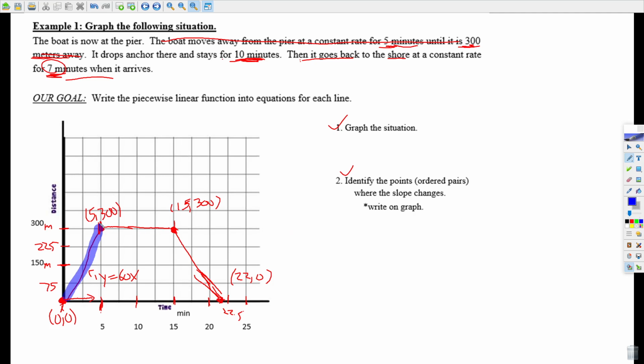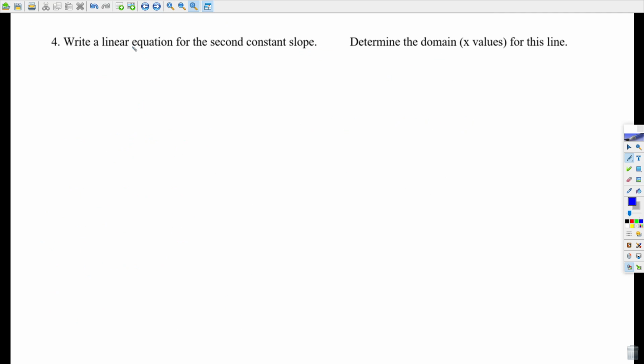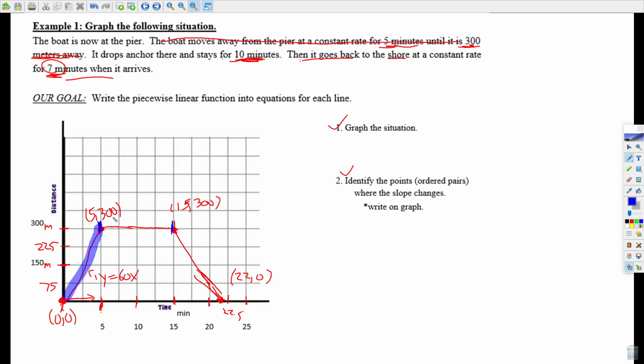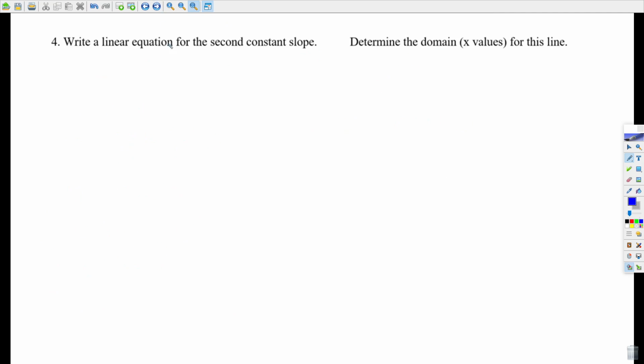Let's change it to blue. So we're going to go from here, this point, to this point, because it makes a whole different line. Write a linear equation for the second slope. So we need this point again, 5, 300, and we need this new one, 15, 300. And we're going to go through the exact same steps. Label the x1, y1, the whole thing. So we're really just doing the same thing multiple times. And we'll determine the domain for this one as well.